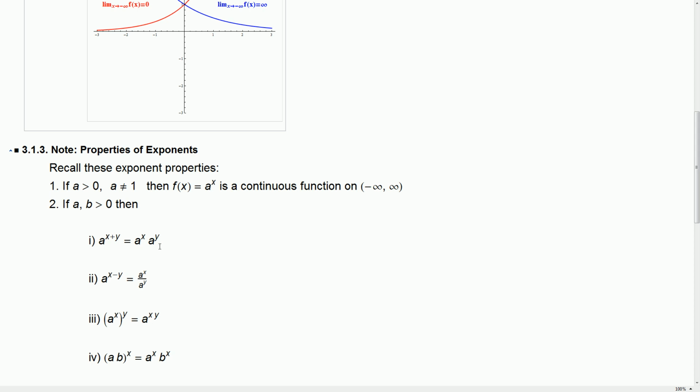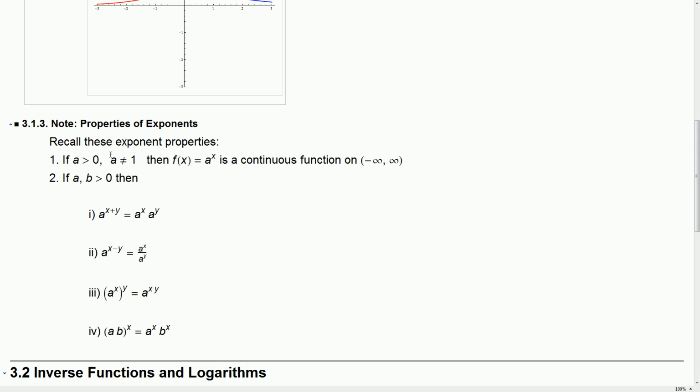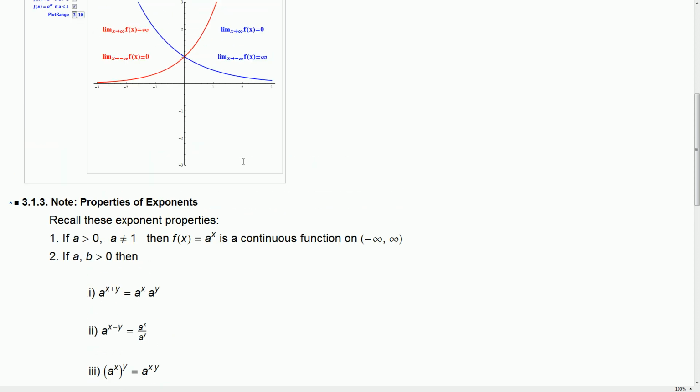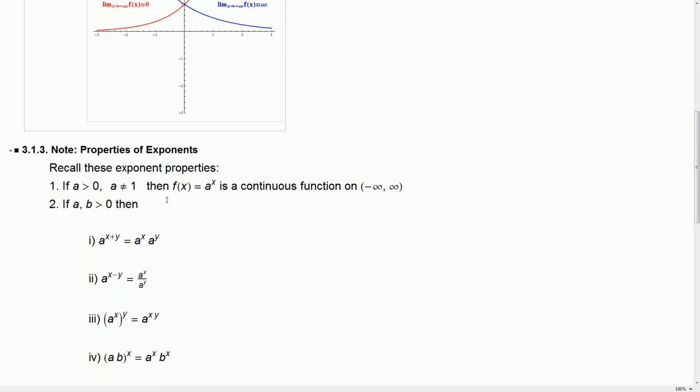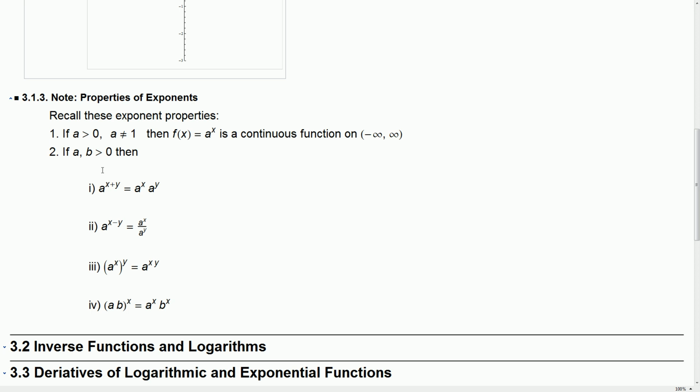Now, a couple of things about the properties of exponents you need to remember. First, if a is greater than 0 and a is not 1, then an exponential function a to the x is continuous on the entire real number line. You can see from our graphs that these curves are nice and continuous. They don't have any jumps, no breaks, no gaps. So they're continuous everywhere.